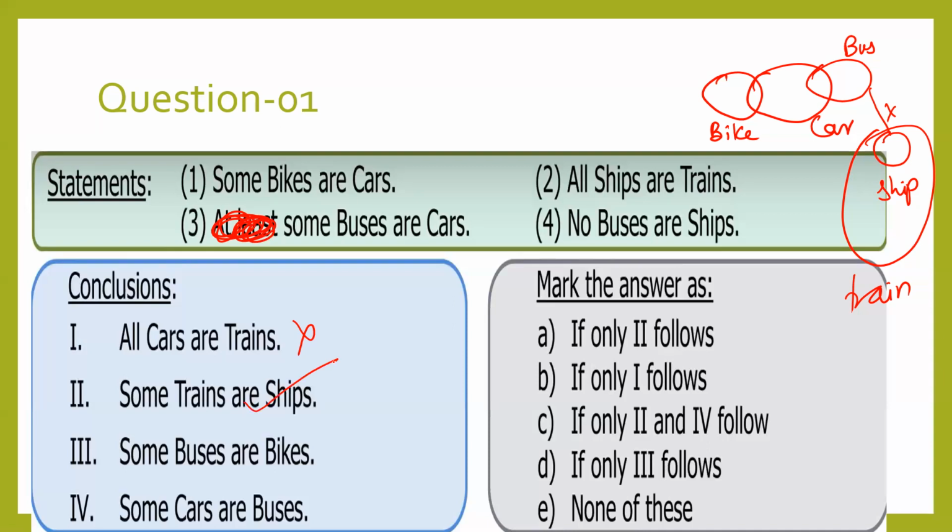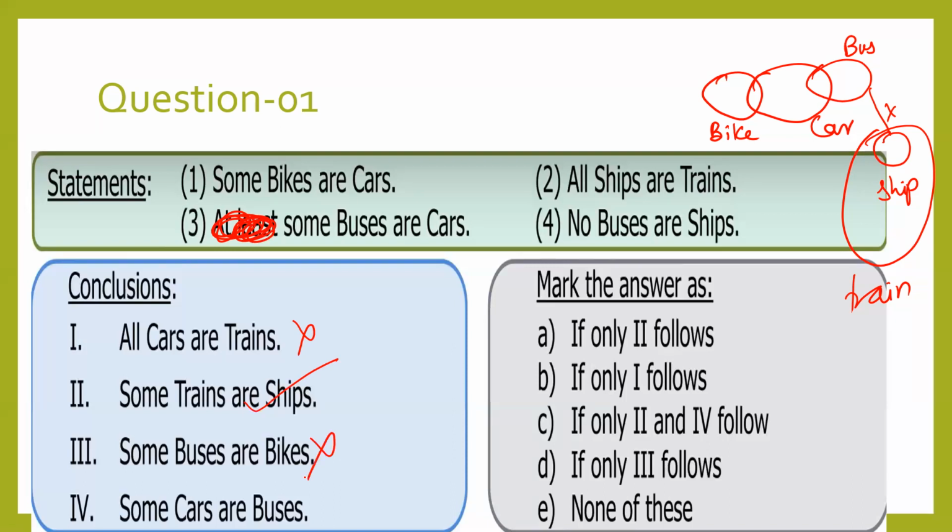So all ships are trains, but some trains are ships, because all ships are trains. It is given. Definitely some trains are ships. Okay, some buses are bikes. No, you can see in the minimum overlap diagram.